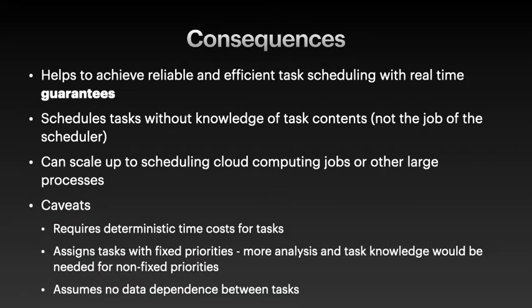Here are some consequences of using this design pattern. This method of scheduling tasks is reliable and efficient, while mathematically guaranteeing that each task will run and meet its deadlines. The scheduler can schedule tasks without any knowledge of their contents, as it doesn't need to know. While we discuss processes in real-time systems, this pattern can scale up to something like scheduling cloud computing jobs or other large batch processes.